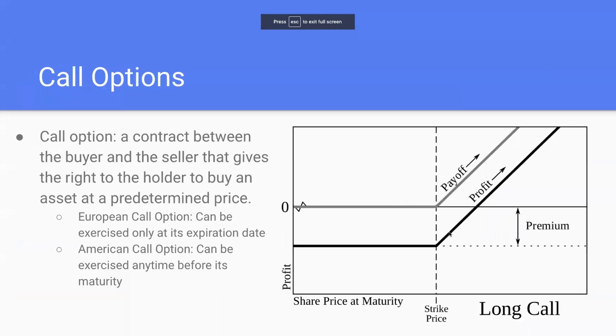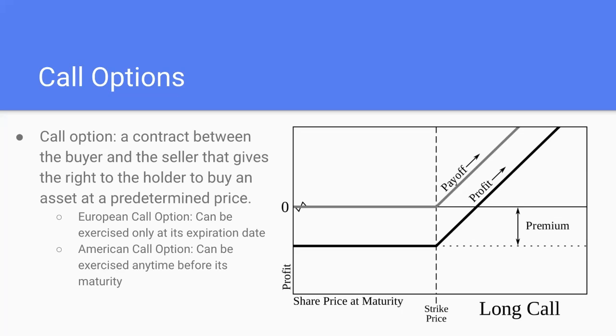Yeah, so we'll start with a call option. So a call option is basically a contract between the buyer and the seller that gives the right to the holder to buy an asset at a predetermined price. The holder doesn't necessarily have to buy it, they just have a right to. And the option is created for usually a specified amount of time, let's say 6 months or 12 months.